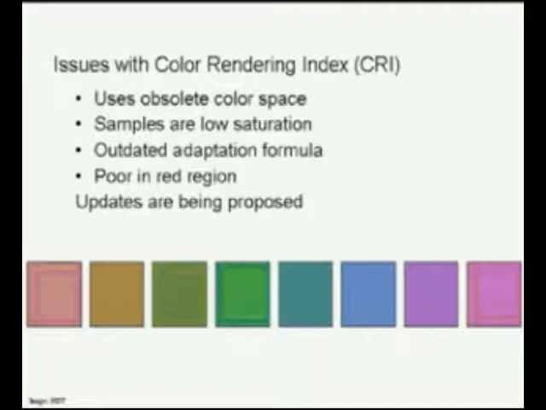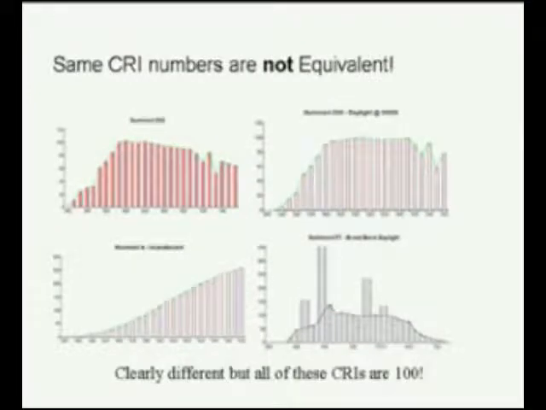If we look at CRI, it uses an obsolete color space. The original samples are relatively low saturation. The adaptation formula used for the calculation is also well out of date. It does very poorly in the red region, so a number of updates are being proposed. And in fact, just as a couple of examples here, some CRI numbers are really not equivalent.